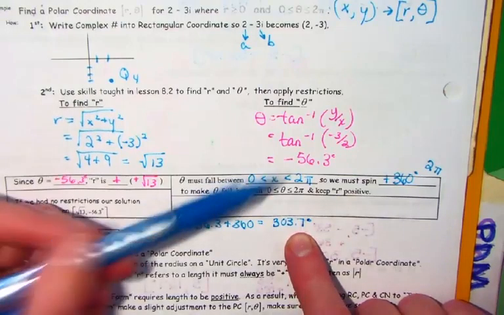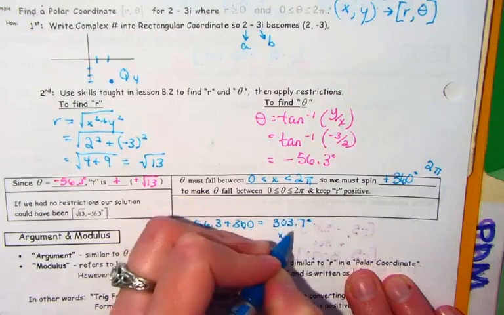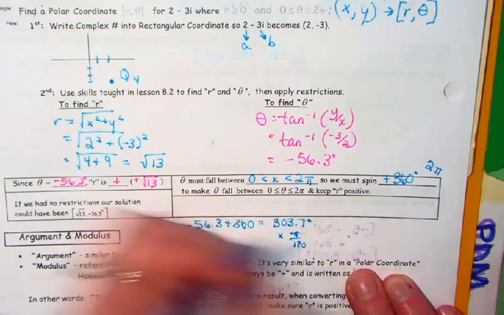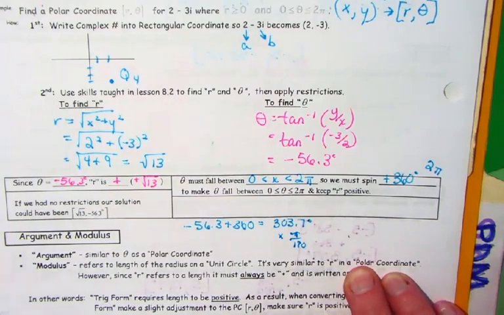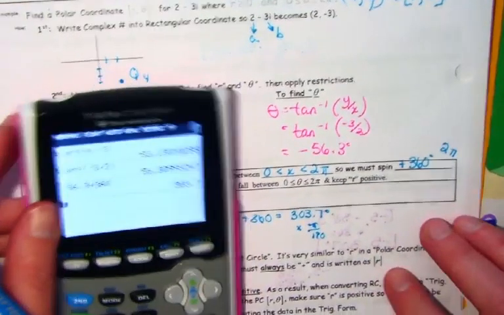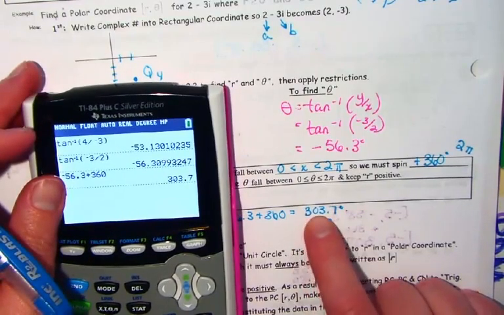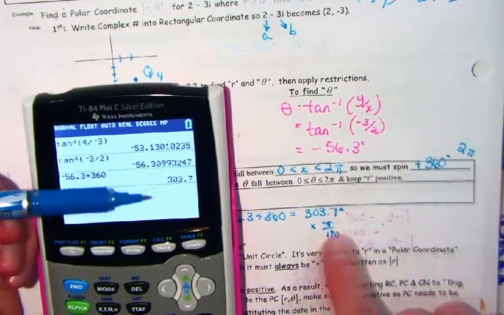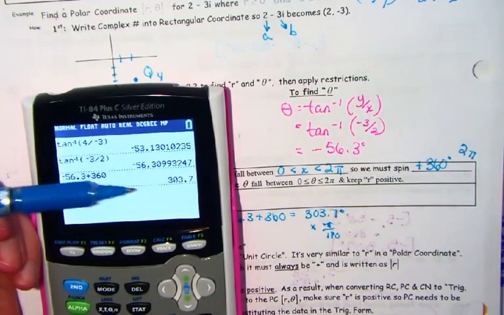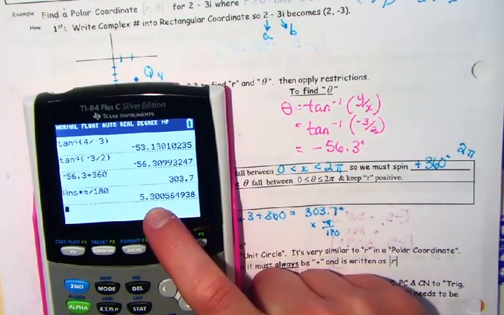Not quite set to go, because it also tells me I need to convert this to radians. I have it in degrees, so I'm going to multiply by pi over 180. And it's okay to go into decimals at this point. We don't have to keep it in exact radians with a pi anymore, because we already have a decimal in our degrees. So I'm going to take that 303.7, multiply it by pi, divide it by 180, and I'm finding a radian measure of about 5.3 radians.